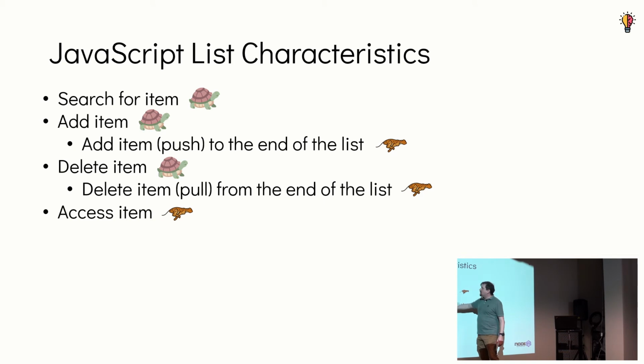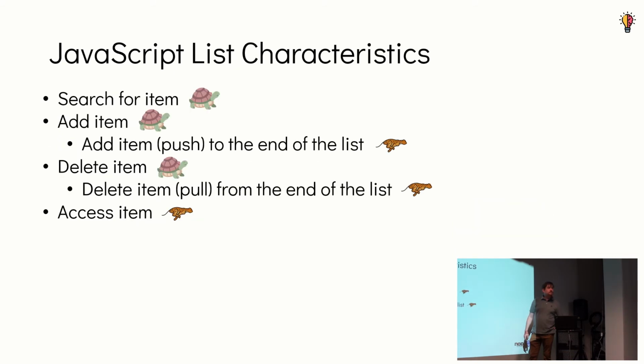Then deleting an item is almost the same as adding because of the same reasons. But accessing the item, and I forgot to write by index here, is the cheetah. That's the point with the list. You have the order, and you can access all the items by their index, their inherent order.